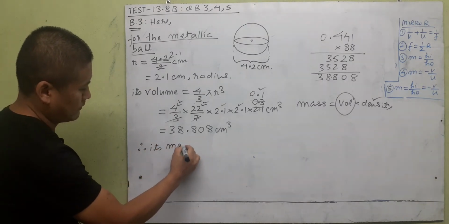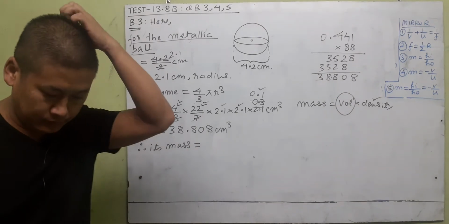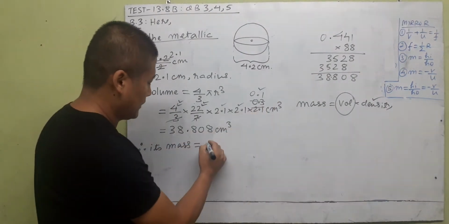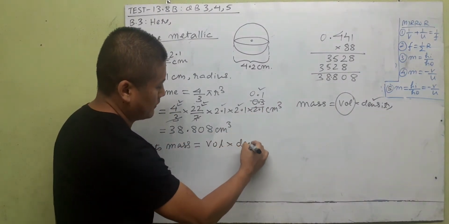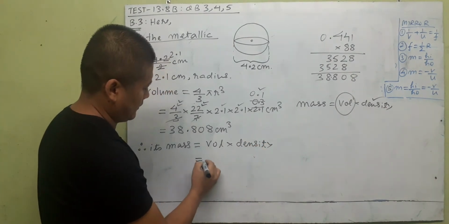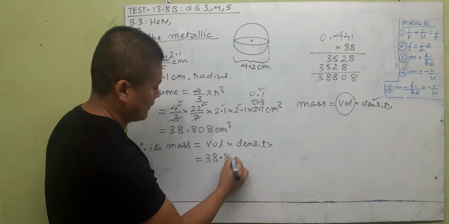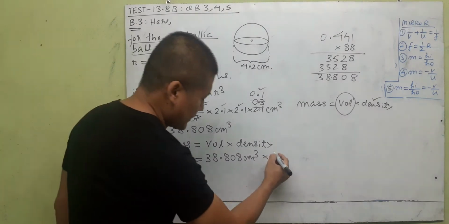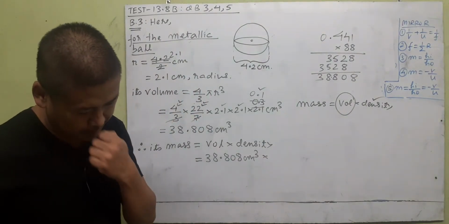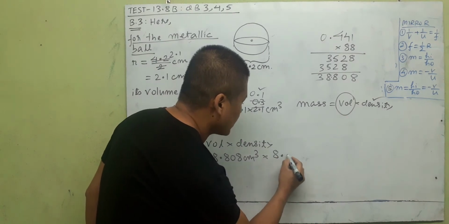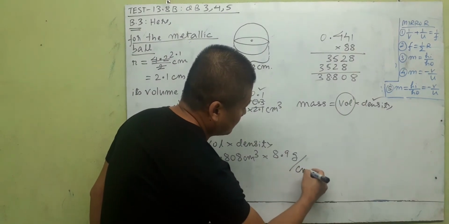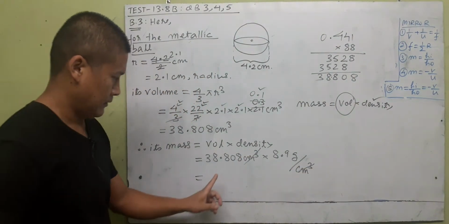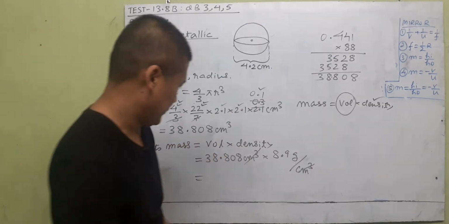Its mass. The question is asking us for the mass, so there. What is the mass? So its mass will be that formula there, volume into density. So the volume is 38.808 centimeter cube, as we can see here. Density is given in the question as 8.9 grams per, means divided by, centimeter cube. So these 2 will cancel immediately. So we have to multiply these 2 and we'll get our answer.